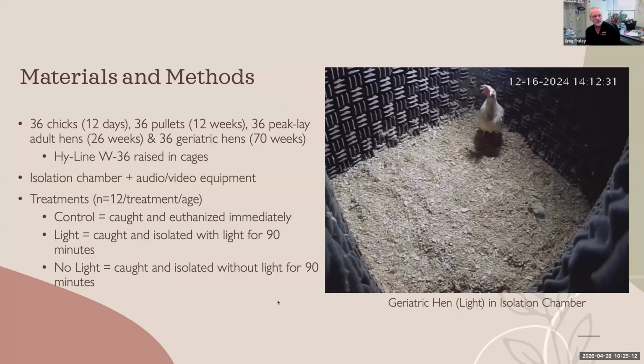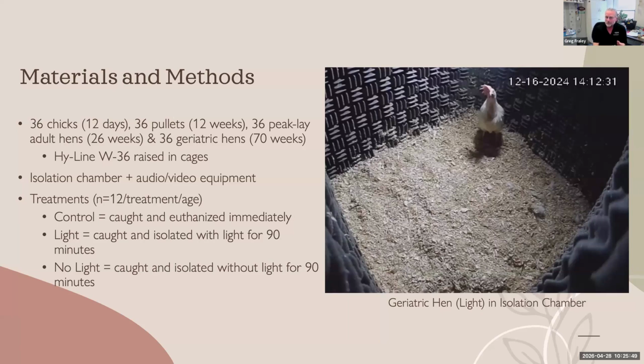So she looked at birds at 12 days of age and 12 weeks of age, all layer hens. At 12 weeks, these are pullets, so they are sexually immature. She also looked at mature birds during peak lay, 26 weeks of age, and then geriatric birds. These were birds that were coming out of lay at our farm here at Purdue. And she put them in this isolation chamber. Another part of the study that I don't have time to go into is that she was also analyzing vocalizations that occurred.